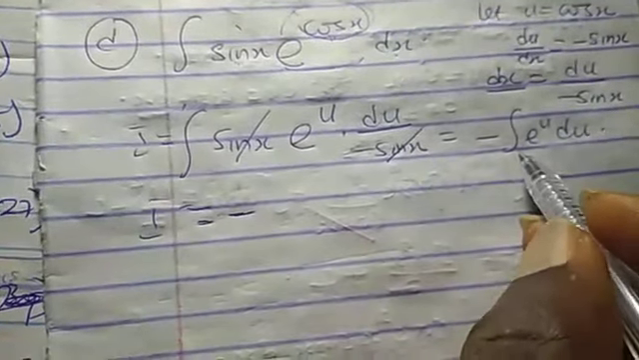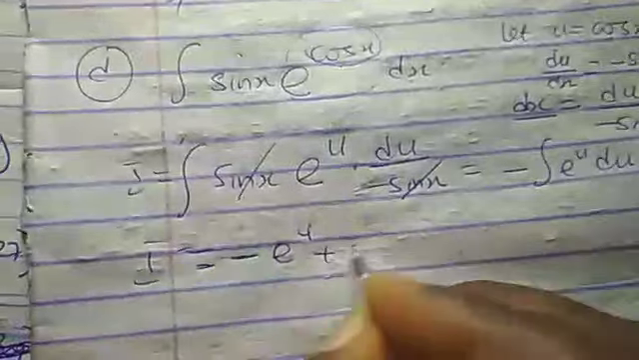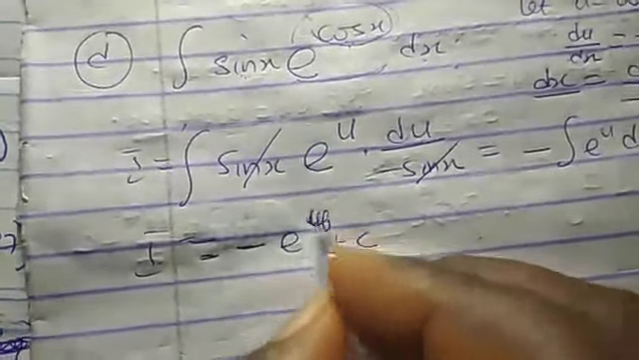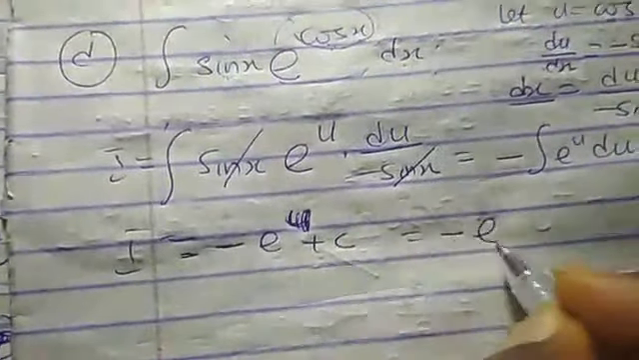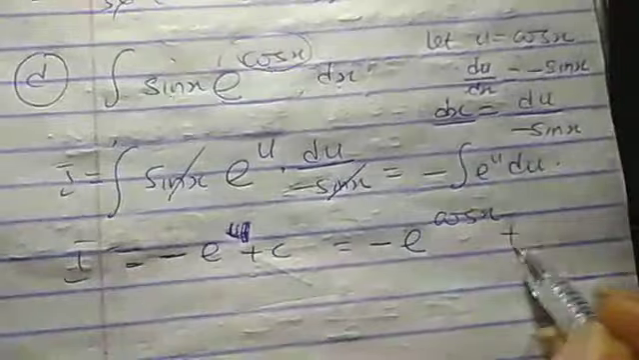But integration of exponential u is still exponential u. Here, we said integration of exponential x will still give us exponential x. So in that case, integration of exponential u will still be exponential u, plus c. But we have known what our u is. Our u is what? Cos x. So the final answer to that is minus exponential cos x plus c. Let's say we have another one.